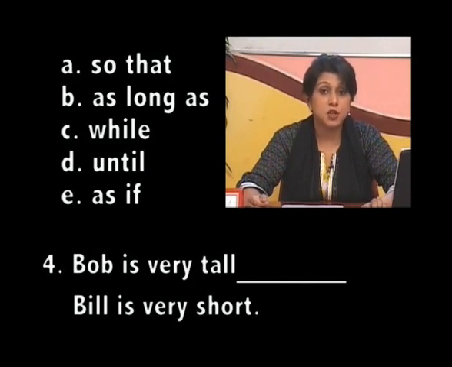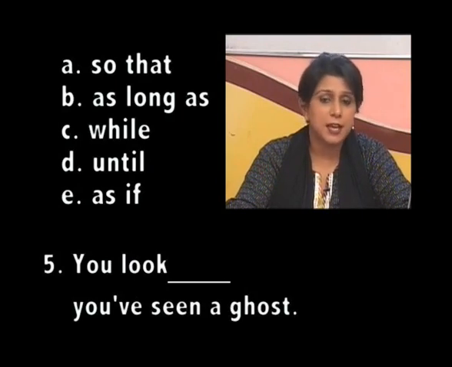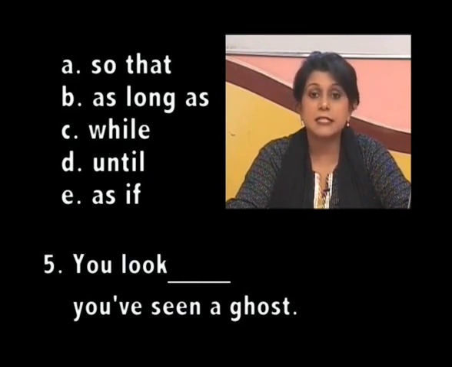Bob is very tall, dash, Bill is very short. Options are A, so that, B, as long as, C, while, D, until, and E, as if. Sentence 5. You look, dash, you've seen a ghost. A, so that, B, as long as, C, while, D, until, and E, as if.